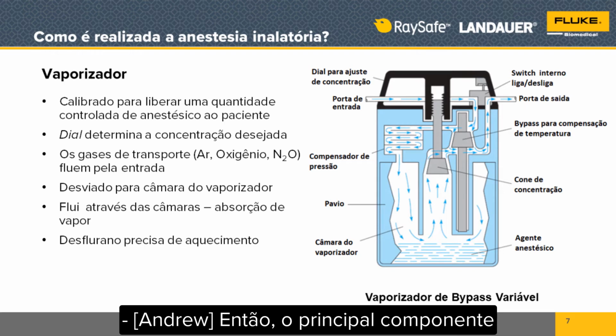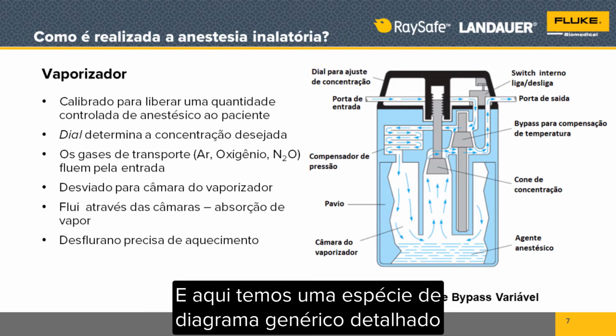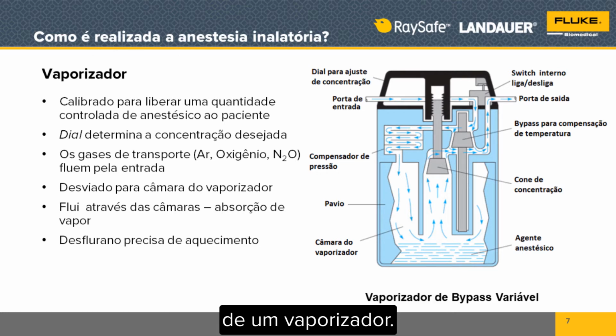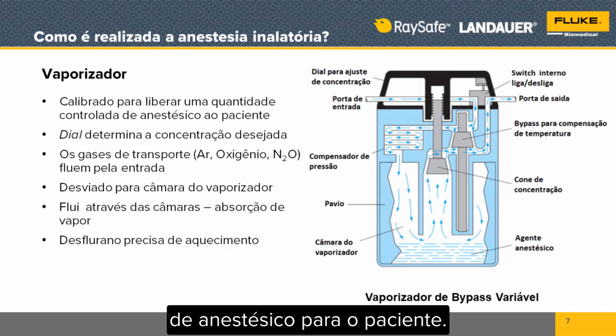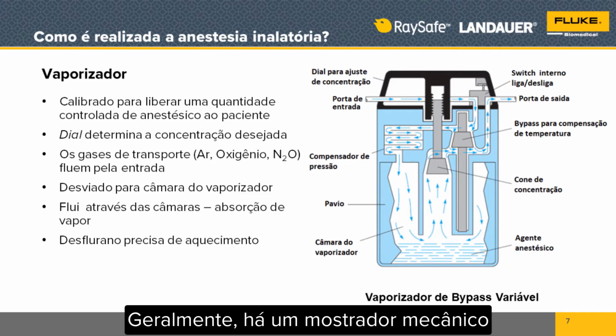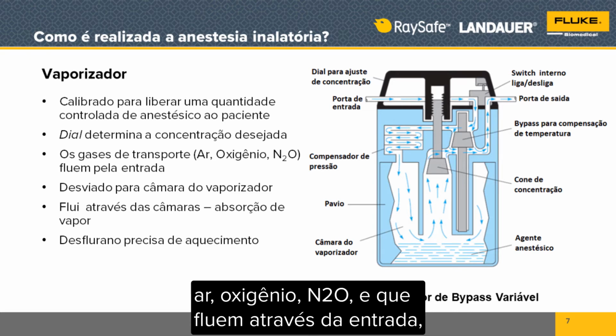So the main component of the anesthesia delivery system is the vaporizer. And here we've got a kind of detailed generic diagram of a vaporizer. It's calibrated to release a very controlled amount of anesthetic to the patient. There's usually a mechanical dial that dictates the desired concentration. There's some kind of carrier gas, air, oxygen, N2O, flowing through the inlet.